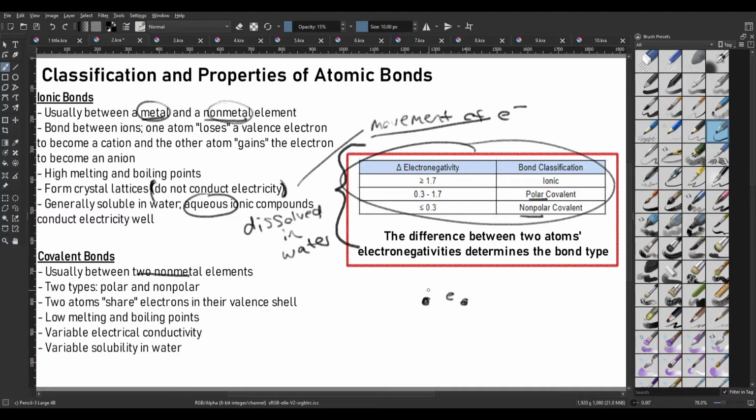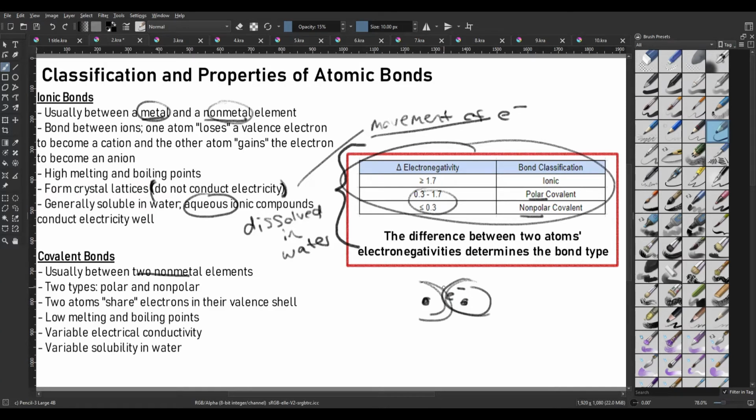The electron is in between these two. It's like a Venn diagram situation here, where the electron is in the middle between the two. So that electron can move some, so electrical conductivity is there on a variable level, meaning that because this electronegativity difference can vary, there's quite a bit of range there between 0.3 and 1.7. It's going to vary. The higher it is, the lower the conductivity. The lower it is, the more the electron is able to move around, and that's going to mean more conductivity.